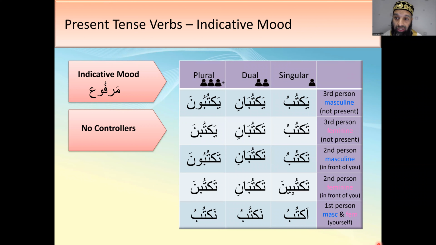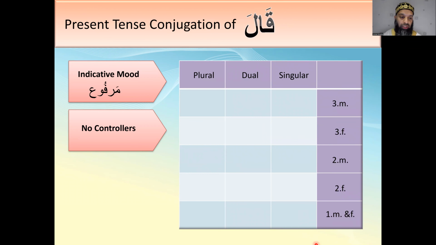Now we want to put qala into this table. Yaktubu, yaktubani, yaktubuna. So qala. We're going to struggle from the start on this one. So it's up to you. If you've learned the present verb with qala, you'll know what to put here straight away. Qala, what goes here? Yeah, it's a weak verb. So you're not going to say yakalu. Normally you would put yakalu in there, but it's not yakalu. Somebody said qala, but qala is past tense. You've got to stick a ya in front of it, remember?